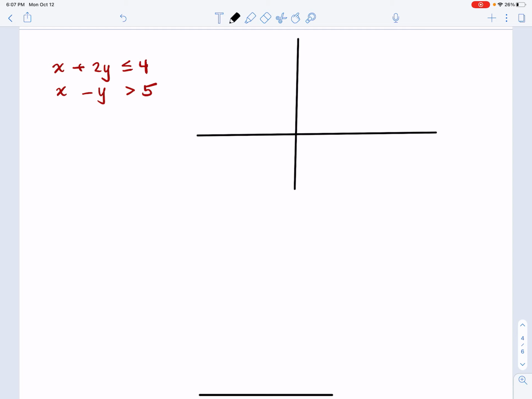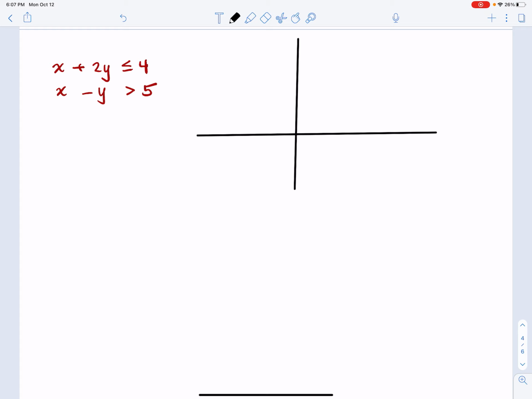So what we're going to do is solve the system of linear inequalities that we have here. We have x plus 2y less than or equal to 4, along with x minus y greater than 5. As we know, the solution to a single linear inequality like this is a region in the xy plane. So we're just looking for a region that satisfies both of those solutions. And that region is called the feasible region. I will label that once we get there.